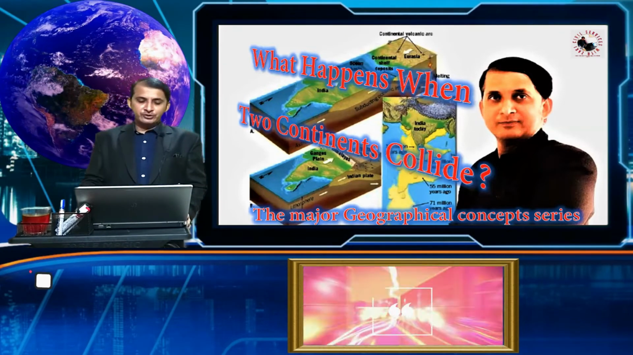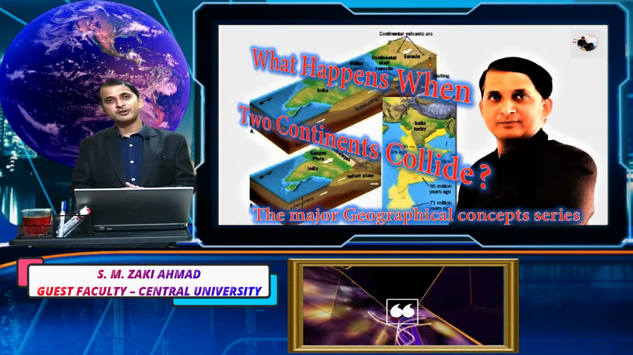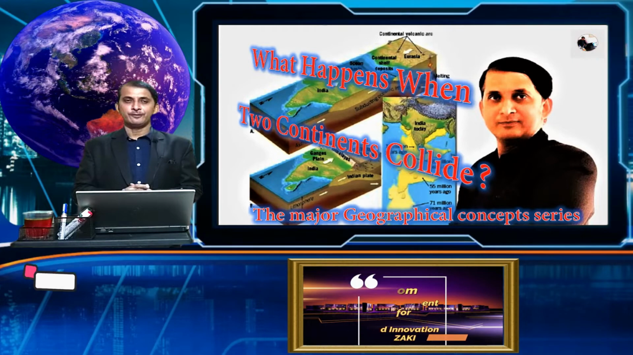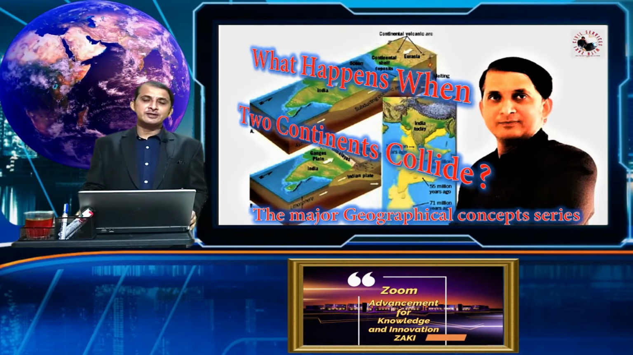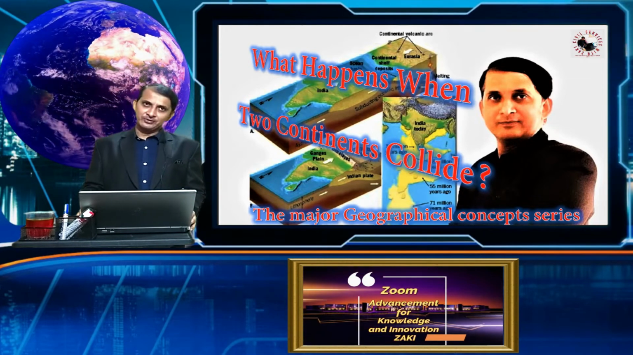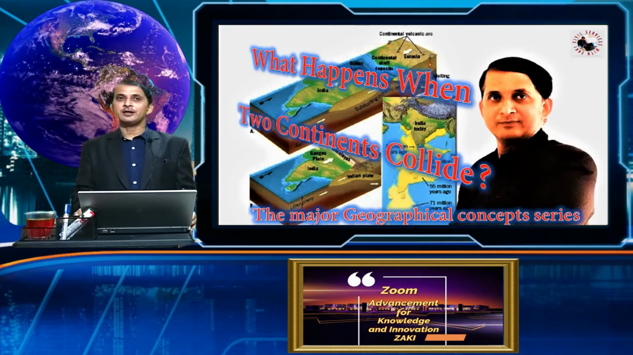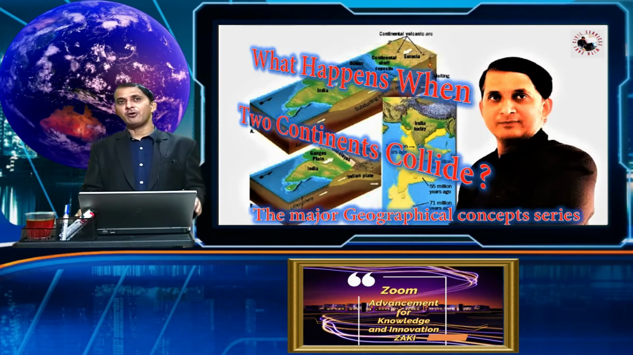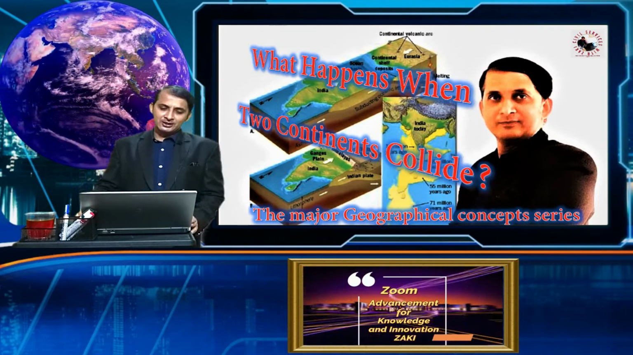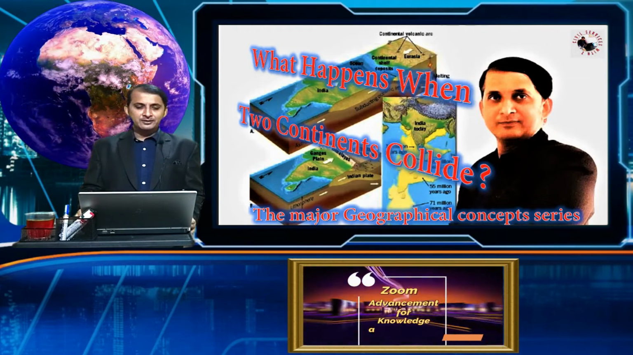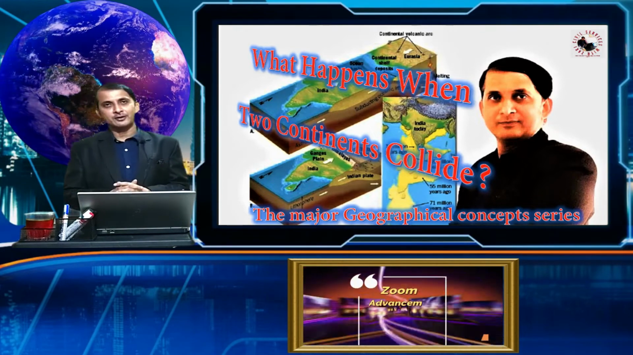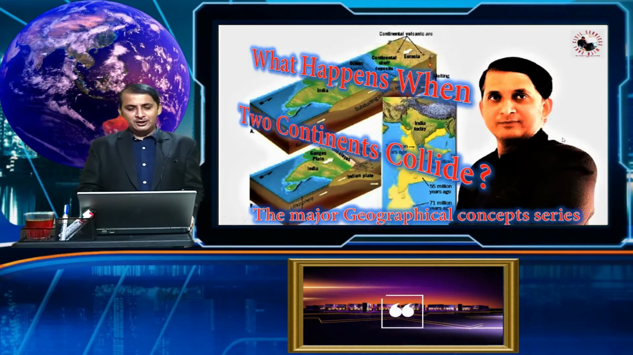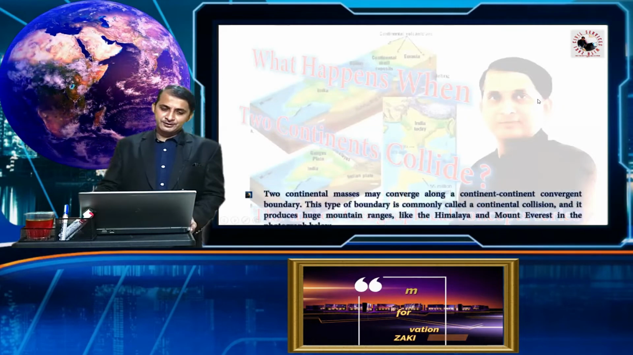Today we are going to discuss a major geographical concept in the Major Geographical Concept series. In this series we start with geomorphology and the various phenomena of mountain building. Today we start with the topic: what happens when two continents collide? So let us move on and see.